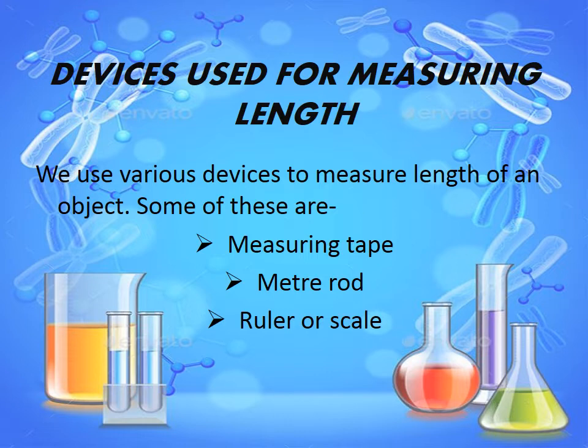Devices used for measuring length. We use various devices to measure length of an object. Some of these are measuring tape, meter rod, ruler or scale. All these devices are marked with divisions to measure the length of an object. These divisions can be in millimeter, centimeter or inches.